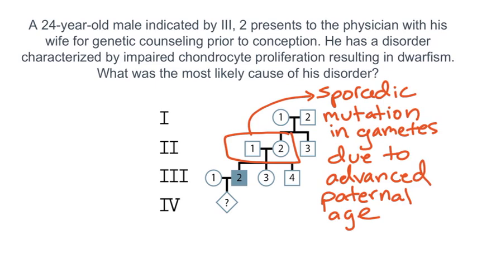If the pedigree had shown that the father was affected, then we could have concluded that the cause was due to autosomal dominant inheritance, but this was not the case. So again, the most likely cause of his disorder is advanced paternal age. Okay, let's do another question.